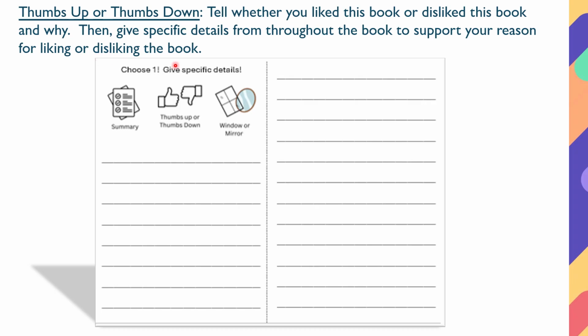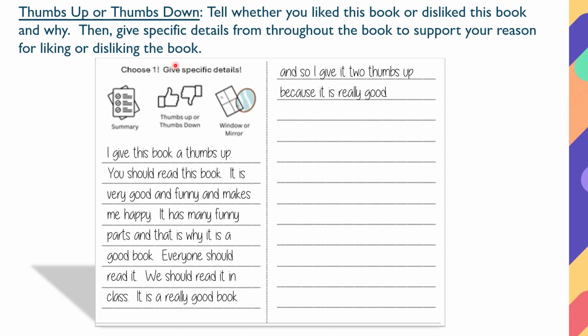And then let's take a look again at that example that's not going to get you your points. I see this a lot, so I wanted you to get to see it. This student wrote, I give this book a thumbs up. You should read this book. It is very good and funny and makes me happy. It has many funny parts, and that is why it is a good book. Everyone should read it. We should read it in class. It is a really good book, and so I give it 2 thumbs up because it is really good.